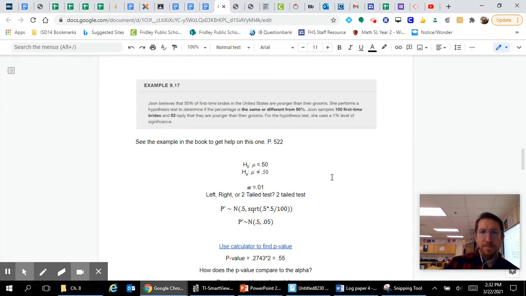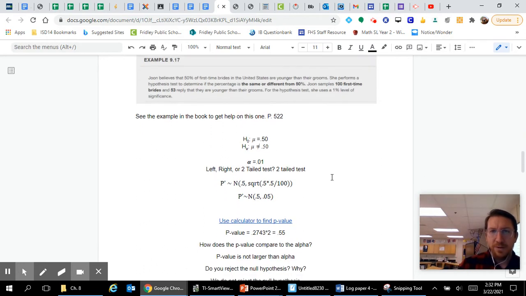So if we go in here, let's do one together. This person believes 50% of first-time brides in the US are younger than their grooms. Performs a hypothesis test to determine if the percent is the same or different from 50%. They sample 100 first-time brides and 53 are younger than their grooms. And we want to know at the 1% significance level, can we conclude that it is 50%? We want to conclude if it is 50% younger than their grooms.